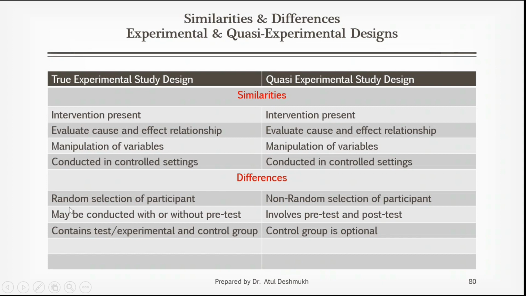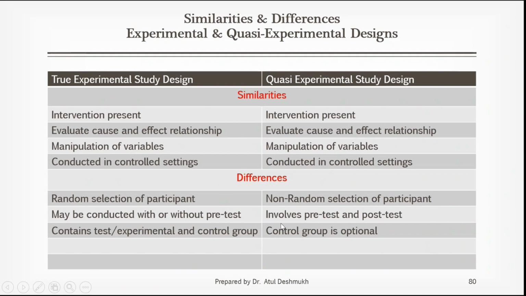So it is not mandatory to have a pretest for all true experimental study designs, because we have already learned about after-only experimental study design. In the previous lecture, we discussed after-only experimental study design, where we were not taking pre-test or baseline observations. They were not needed. So it may be conducted with or without pre-test, that is true experimental study designs.